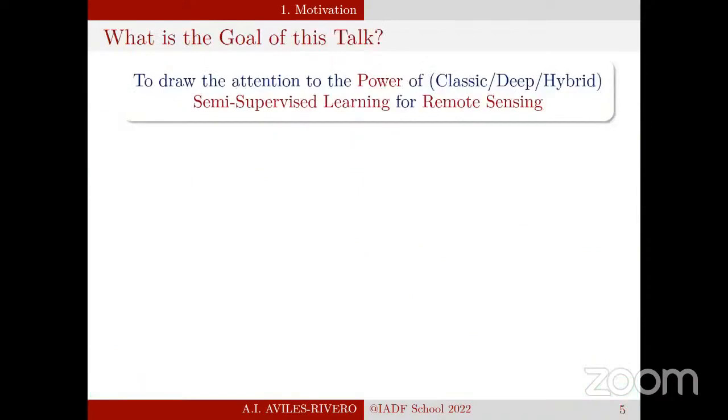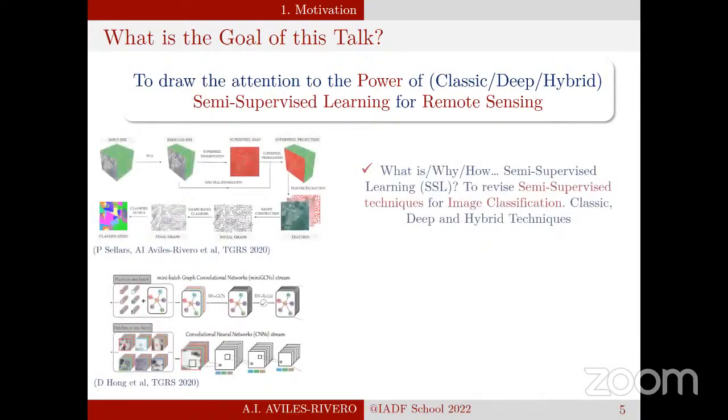So what is the main goal of this talk? The main goal is to draw attention to the power of not only deep learning or hybrid techniques, but all these principles that we know from the classic perspective, through deep learning, until we arrive at the new holistic techniques, for instance hybrid models in semi-supervised learning for remote sensing.